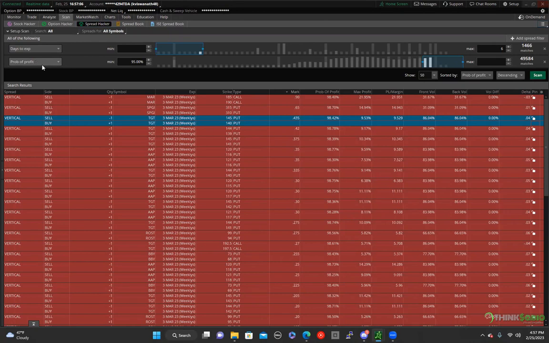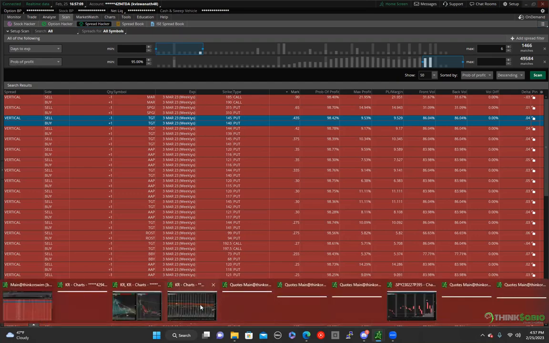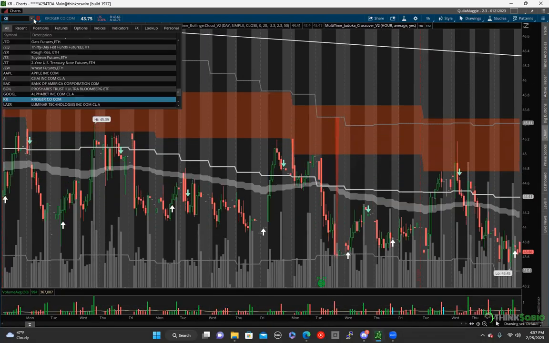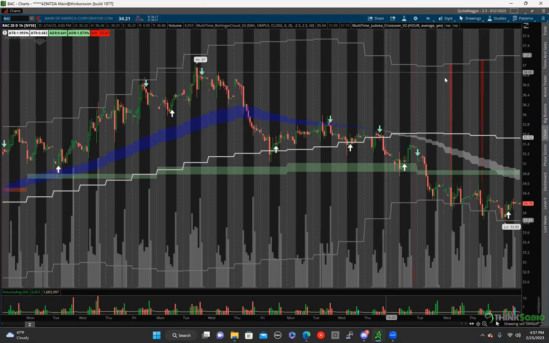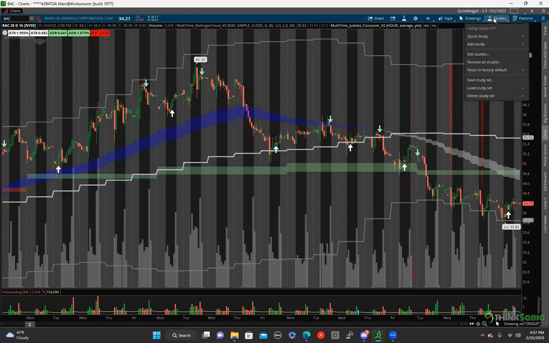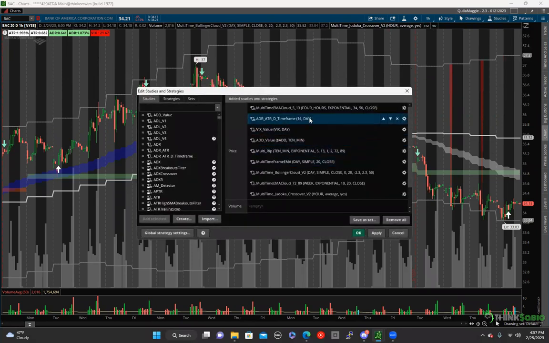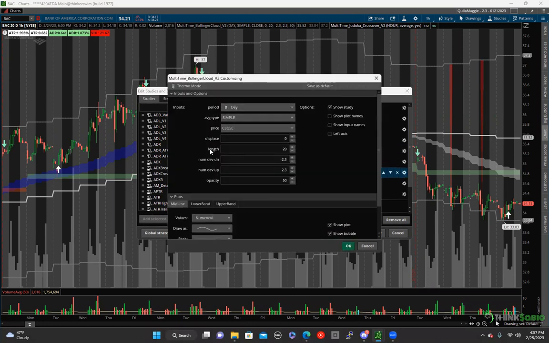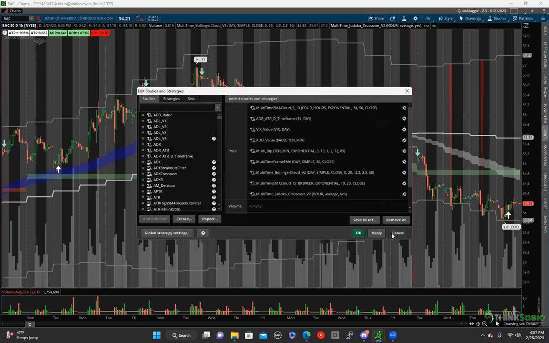Where do you see the standard deviation in the charts? Standard deviation is nothing but, look at BAC, this right here is the standard deviation. When you open Bollinger Bands, for example, if you go to studies and click edit studies, I have a multi-time Bollinger Band. This is a Bollinger Band, and I have a standard deviation of 2.3. This is where the standard deviations are for the Bollinger Band.